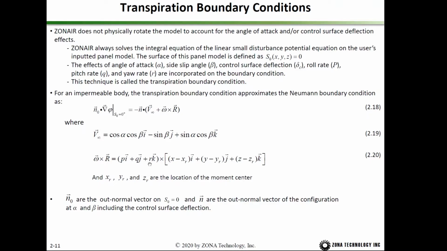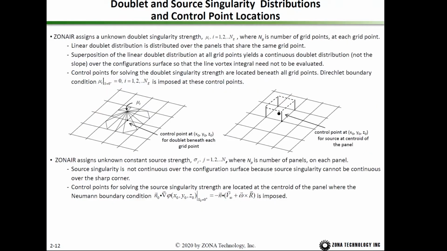Okay, and so n now is the normal on S, and n is the normal of the configuration at the given alpha and beta, including control surface deflection. So the control surface deflection is incorporated in this normal vector.